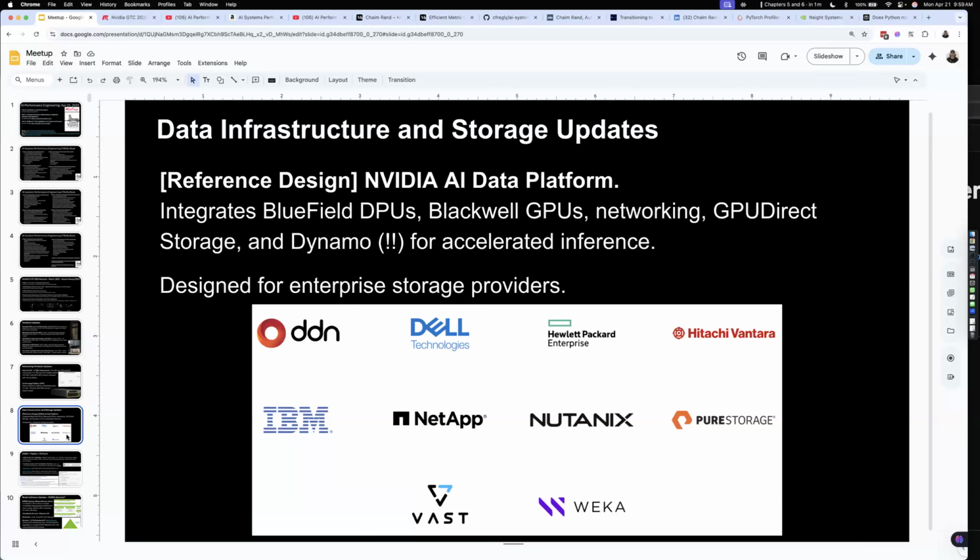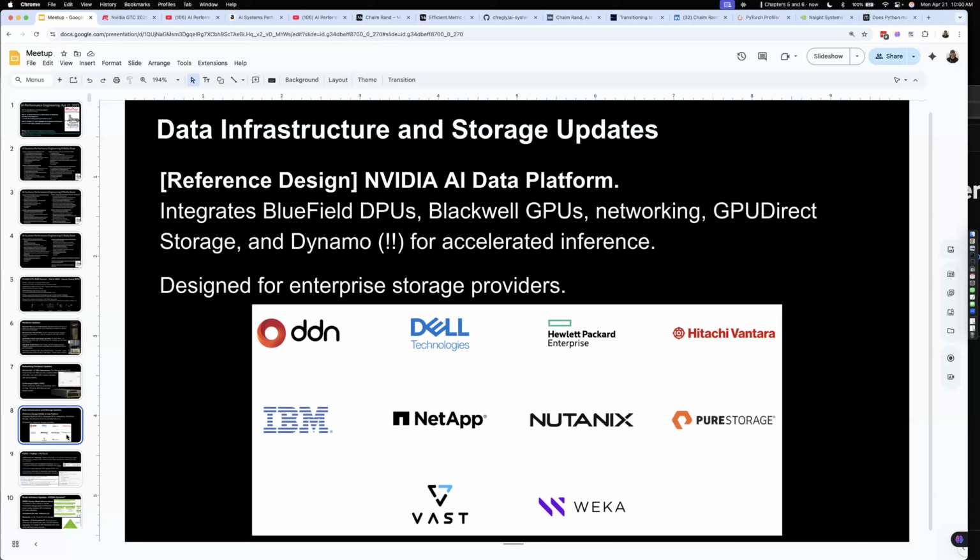I did mention there is a huge push towards storage. So the Nvidia folks have created this reference design called the AI Data Platform, and this does integrate their networking NICs, called Bluefield DPUs or data processing units, Blackwell GPUs, networking, and technology called GPU Direct Storage. If you're familiar with the old Mellanox, back in 2019, NVIDIA did acquire this company called Mellanox. So I believe this used to be called Mellanox Direct Storage. It's now called GPU Direct Storage.